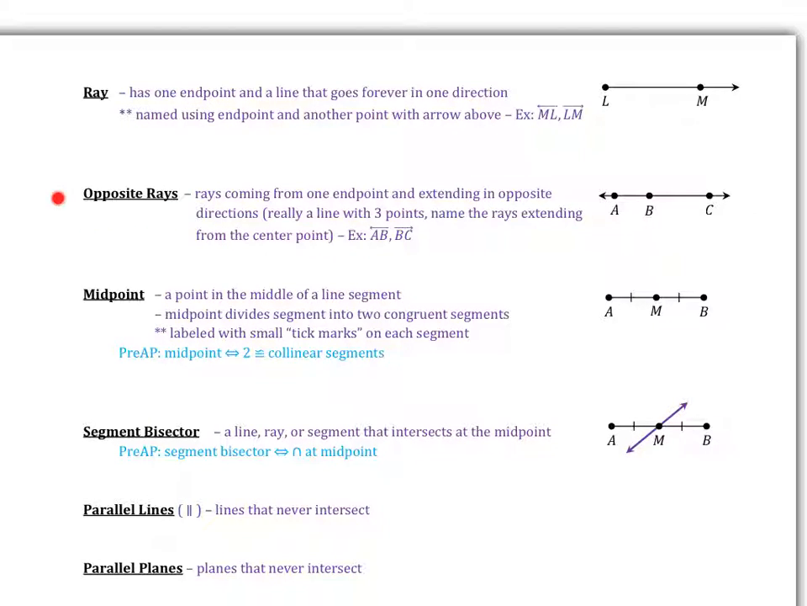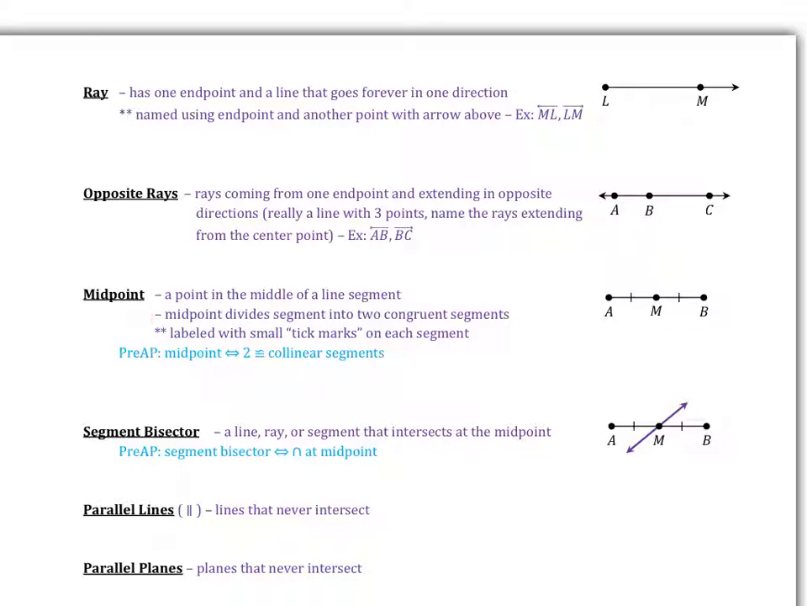Next we have opposite rays. Opposite rays come from one endpoint and extend in opposite directions. So this could be a line with 3 points. The point between would be the endpoint of one of the rays, ray BA, and that point B could also be the endpoint of the opposite ray BC.